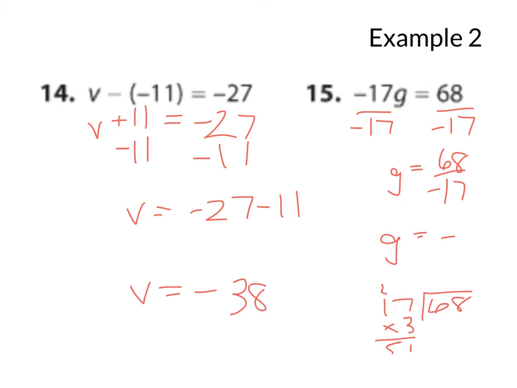Oh, that's 51. I need to go bigger. So next, let's try 17 times 4. All right, 4 times 7, that's 28. Oh, that is it. Nice. So my answer is a lot simpler than I thought. It's just negative 4. Moving on in 3, 2, 1.